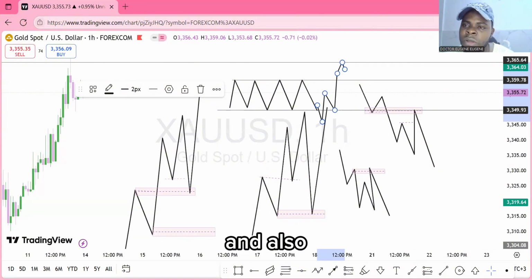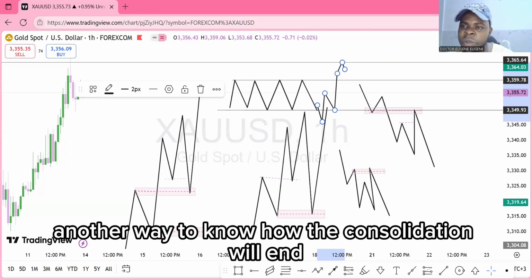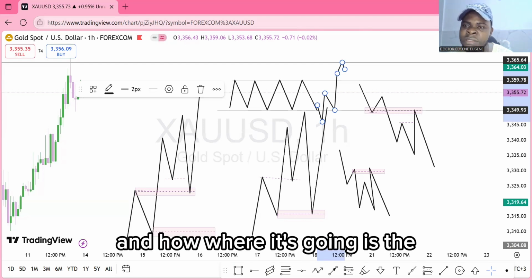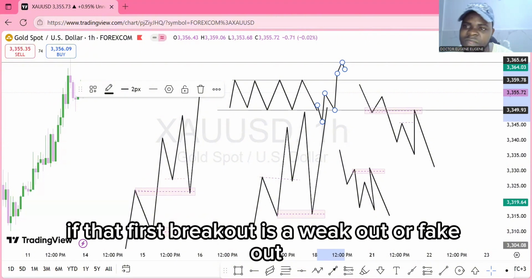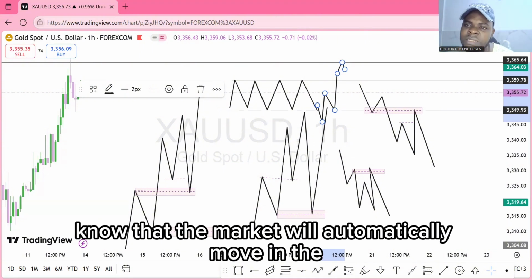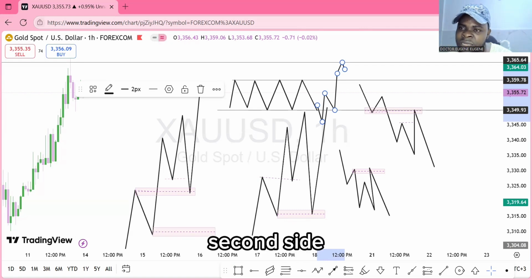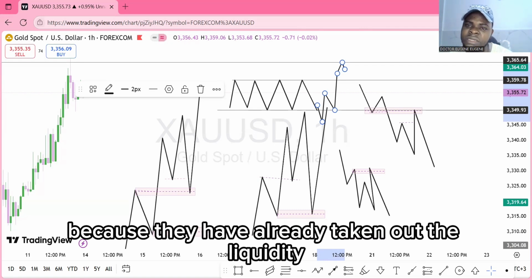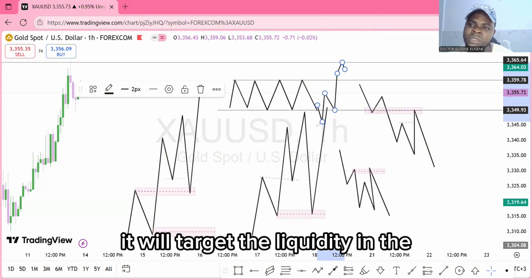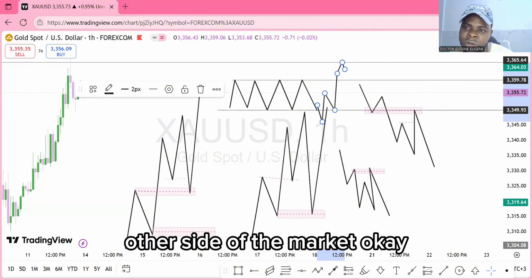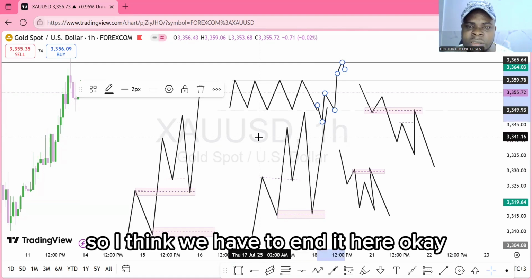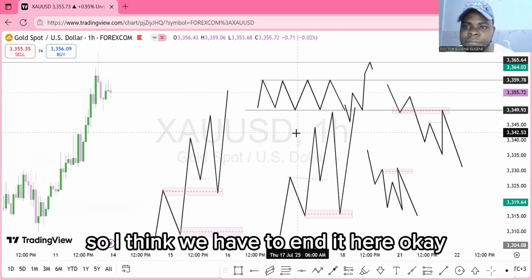Okay, and another way to know how the consolidation will end and where it's going is the first breakout. If that first breakout is a weak out or fake out, then know that the market will automatically move to the second side, because it has already taken out the liquidity on the first side, so it will target the liquidity on the other side of the market. Okay, so I think we have to end it here.